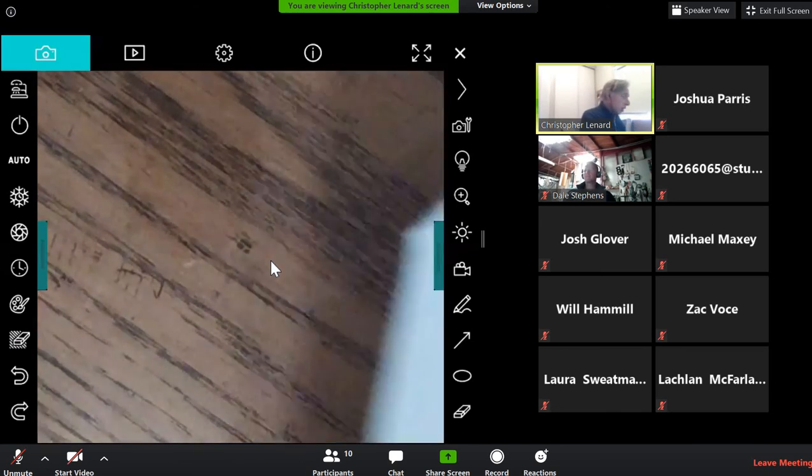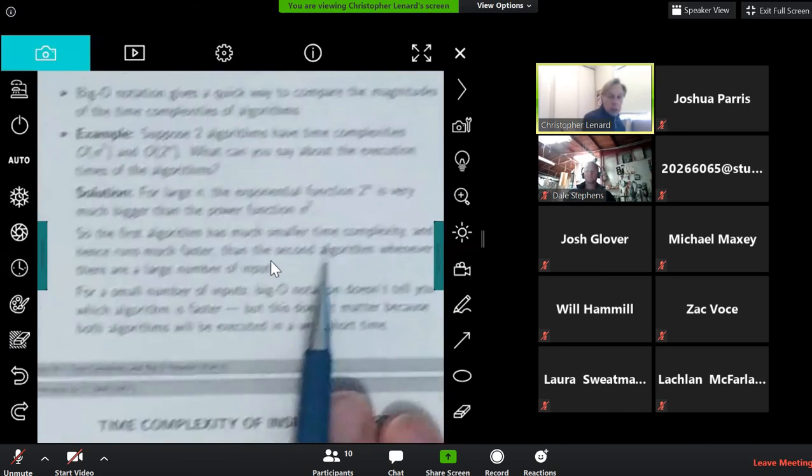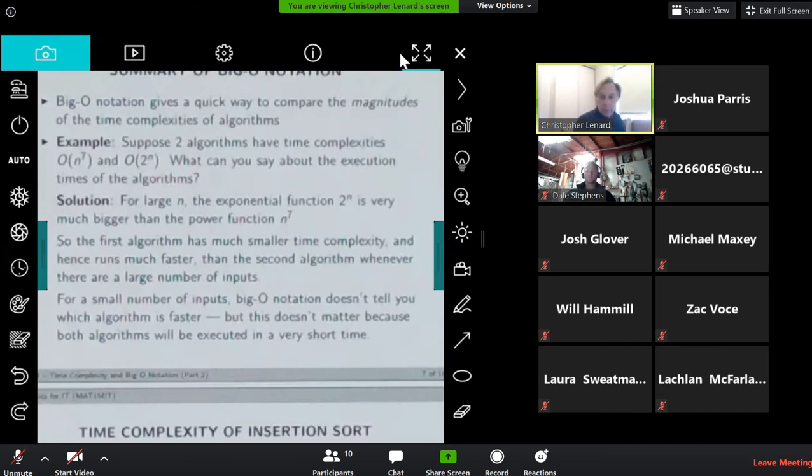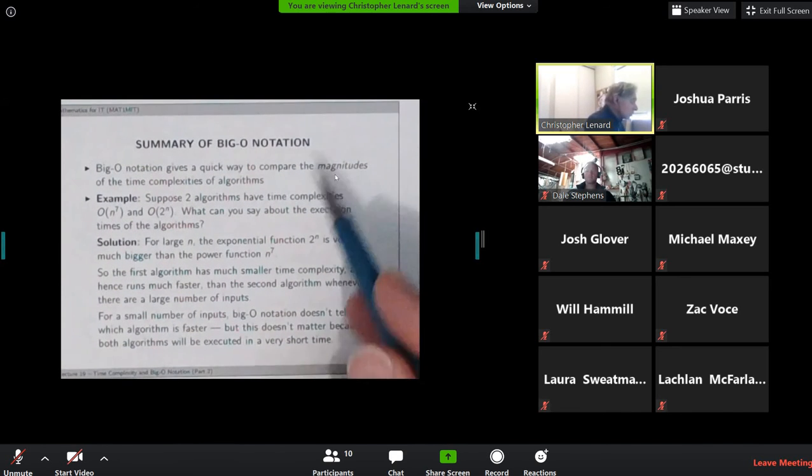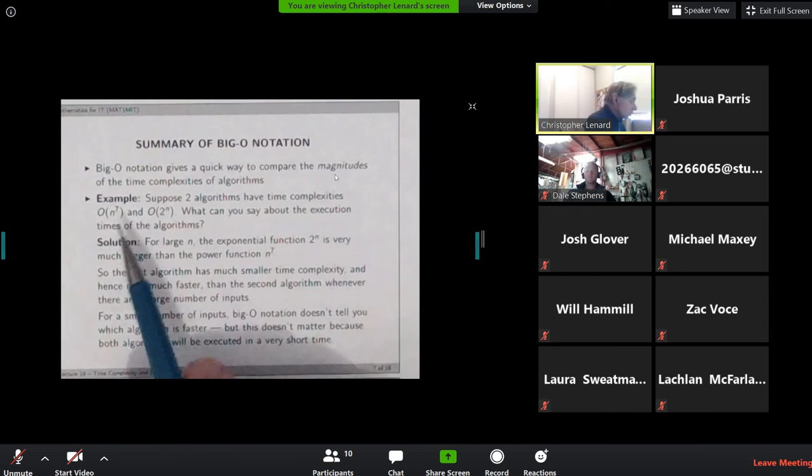So this big O notation just gives us a quick way to compare magnitudes. So if you've got a choice between an order n to the 7 and an order 2 to the n algorithm, which one would you choose? Well, the one that takes fewer steps with large input, basically that one, because this other one is just going to take too long.